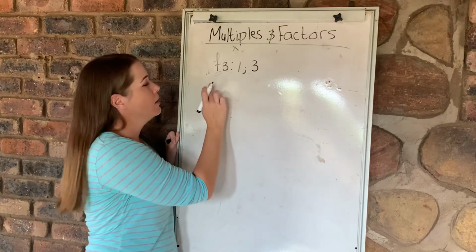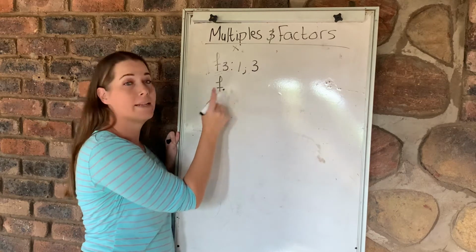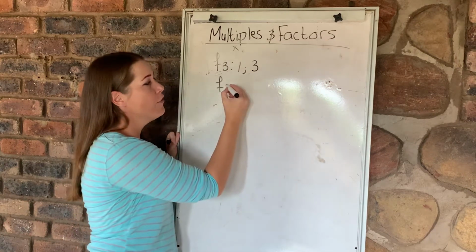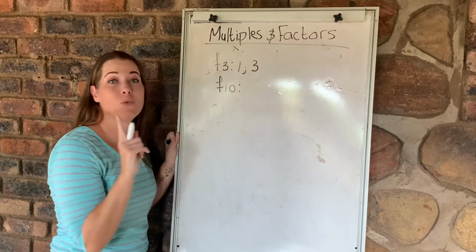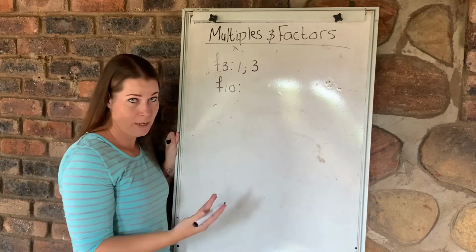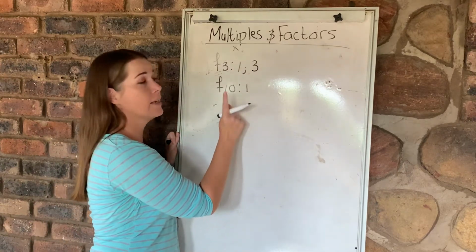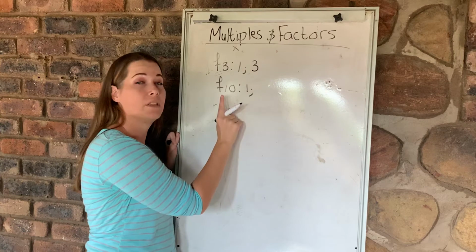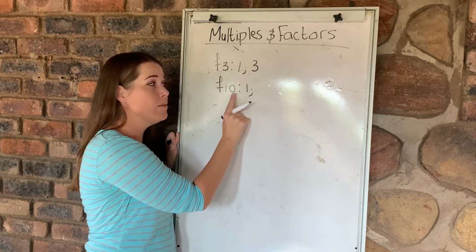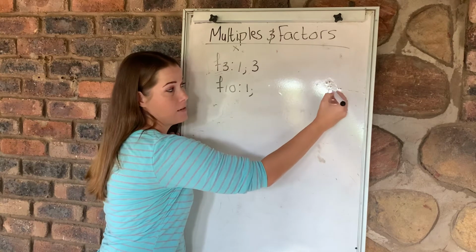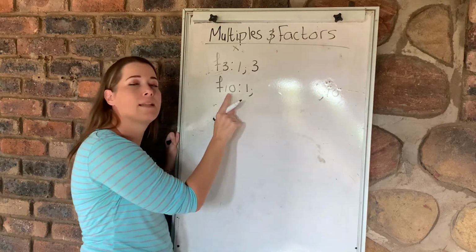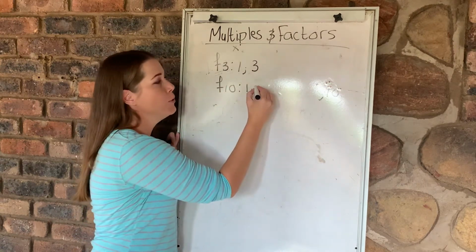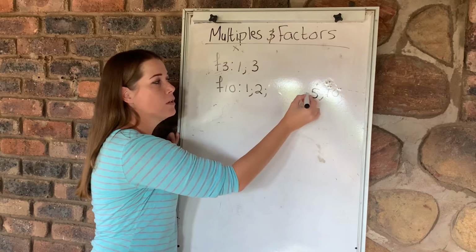If we take the number 10, for example, so again we write F for factor. Remember, factor is dividing. So the factors of 10, we always start with 1, because 1 can divide into all numbers. So 1 can divide into 10 without a remainder. Now, what times 1 will give me 10? 10. 1 times 10 will give me 10. So I write the 10. What is the next number that can divide into 10 without a remainder? We try the next number, 2. 2 times 5 will give me 10.